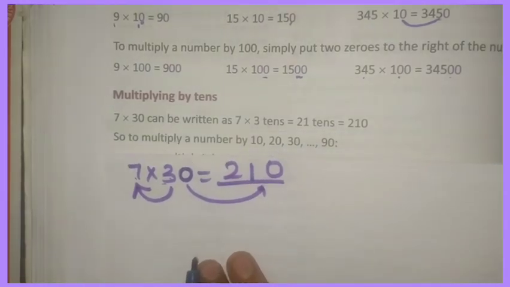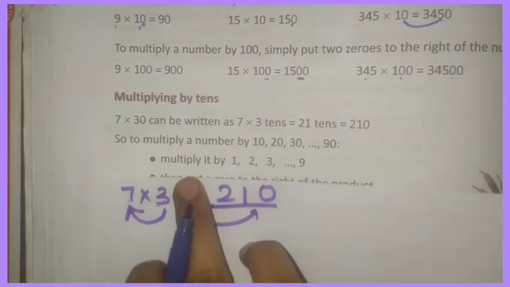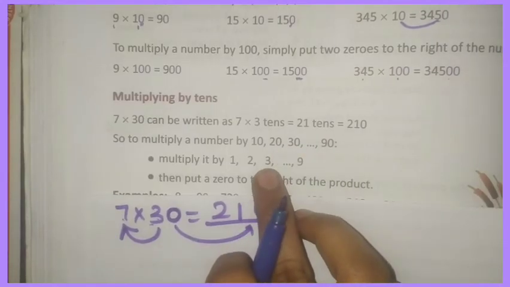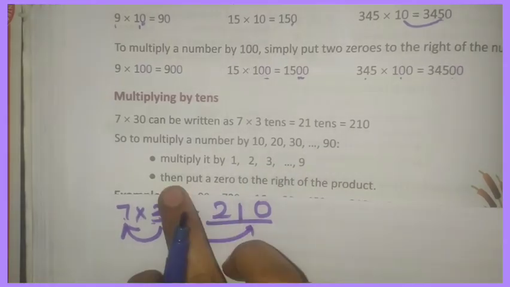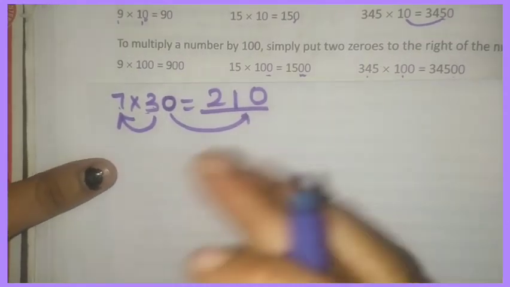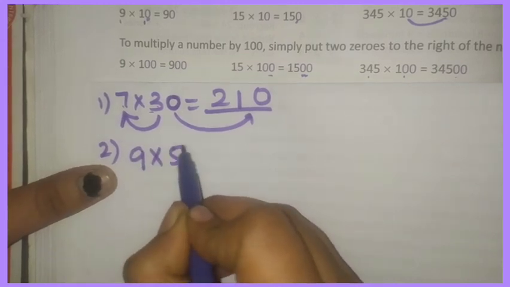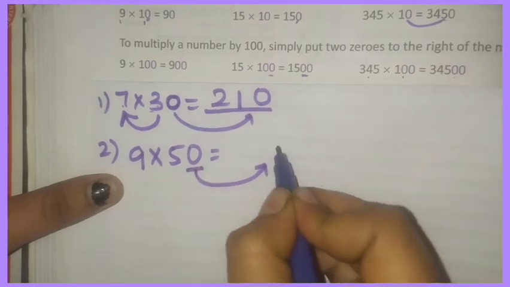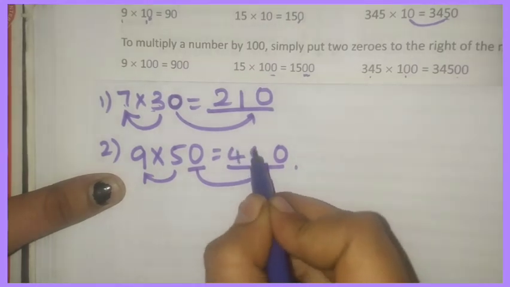To multiply a number by 10, 20, 30, up to 90, multiply it by 1, 2, 3, 4, and so on. If it is 30 you have to multiply with 3. If it is 40 you have to multiply with 4. Like that. Then put a 0 to the right of the product. For example, 9 into 50 is there. We'll keep the 0 here as it is and 5 nines are 45.